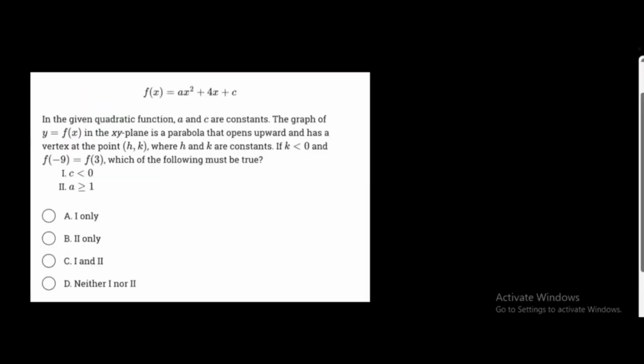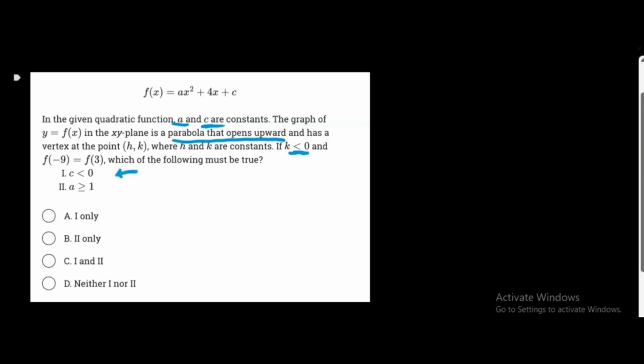In the given quadratic function, a and c are constants. The graph of y equals f of x in the xy plane is a parabola that opens upward and has a vertex at the point h, k, where h and k are constants. If k is negative, because it's under 0, and f of negative 9 equals f of 3, which of the following must be true? And they give us 2 clauses.